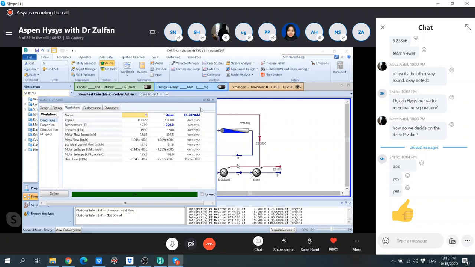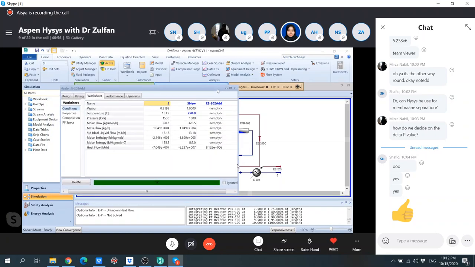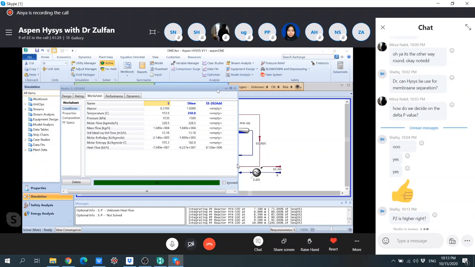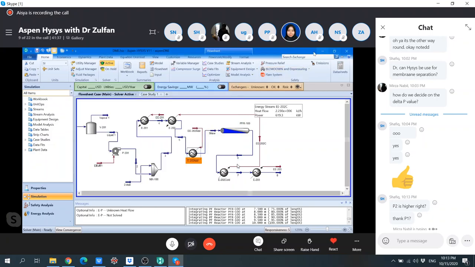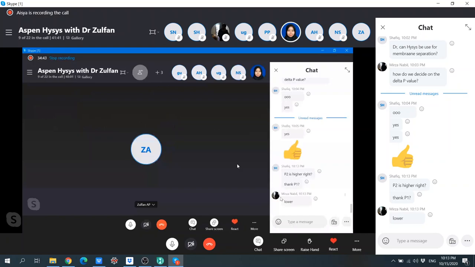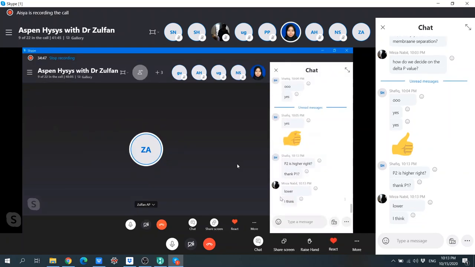The higher the delta P means, so if you imagine a valve, if you have a higher delta P across the valve, what happens to the flow rate? We will lose energy. No, the flow rate. I know that you lose energy, that's for sure. But then what happens to the flow rate? So are we going to have a lower flow rate or higher flow rate? High delta P, lower, I think. Am I right? Am I wrong? Lower? Why lower? Mita said lower, but why lower? Shafiq said higher.